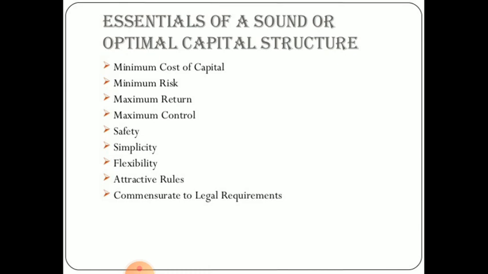Then the next one is essentials of a sound or optimum capital structure. What are the essentials for the optimum capital structure? From the meaning we already learned, the optimum capital structure helps to minimize the cost. The first one is minimum cost of capital. Second is minimum risk, then maximum return, maximum control, safety, simplicity, flexibility, attractive rates, commensurate to legal requirements. These are the important essentials for a sound or optimum capital structure.